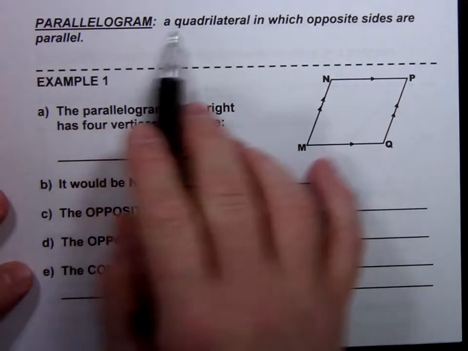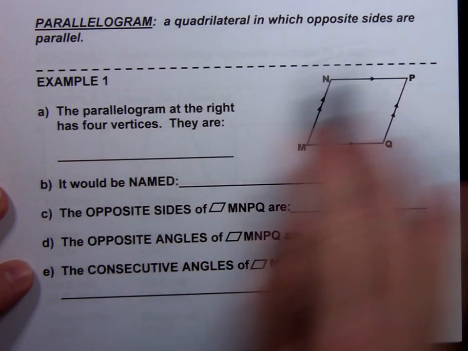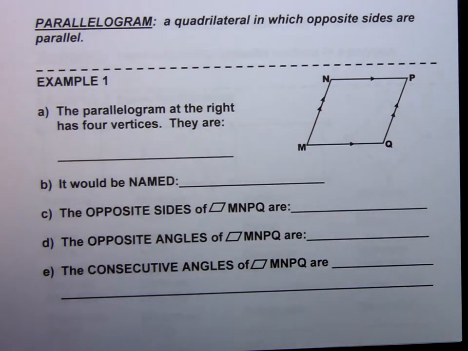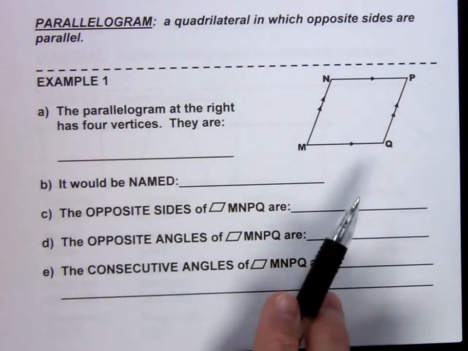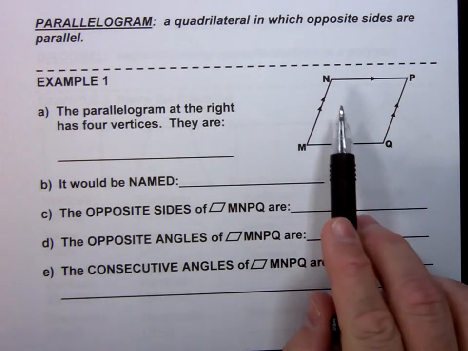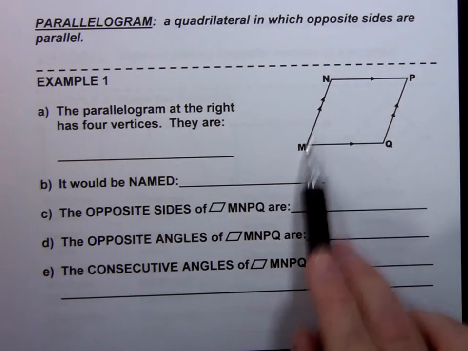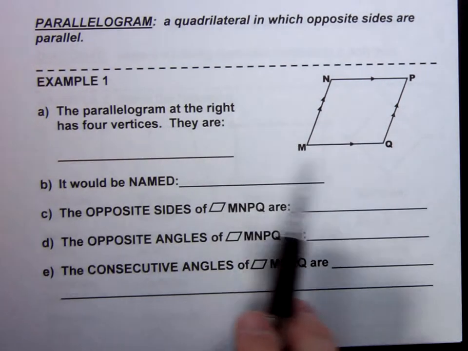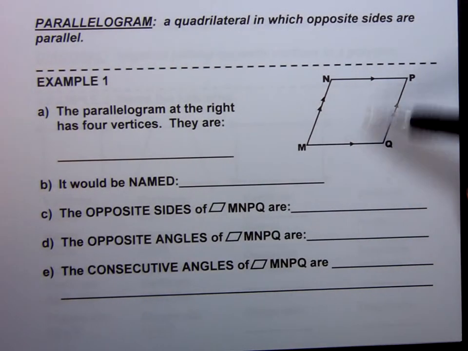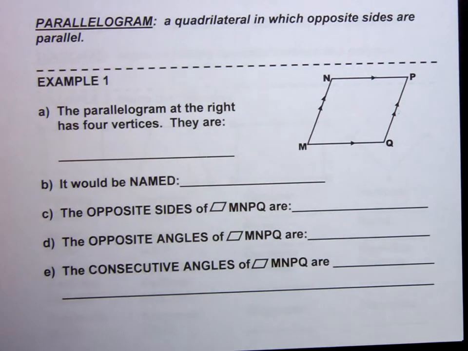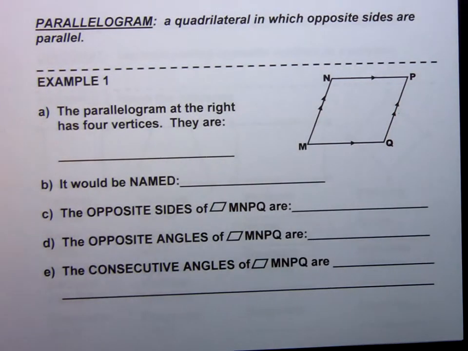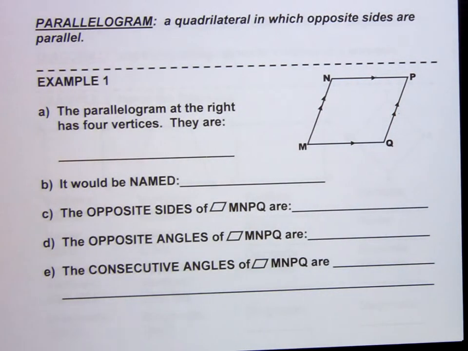A parallelogram is a quadrilateral in which opposite sides are parallel. So right down here, here's an example of a parallelogram. Notice it fits the definition of a quadrilateral. It is a four-sided polygon. And notice that these two sides have been labeled parallel with these arrows, and these two sides have been labeled parallel with those arrows. So this is an example of a parallelogram.